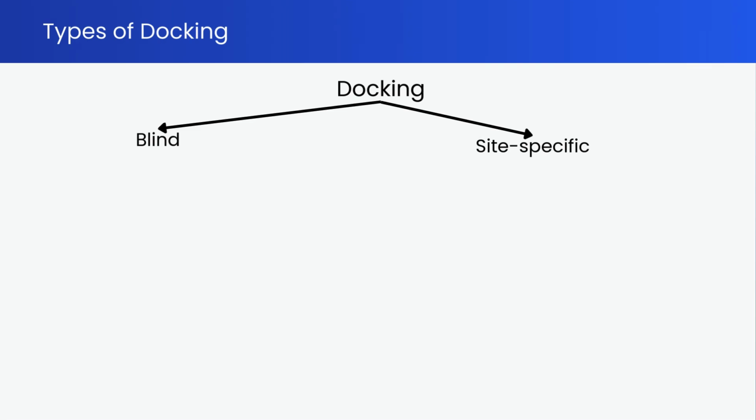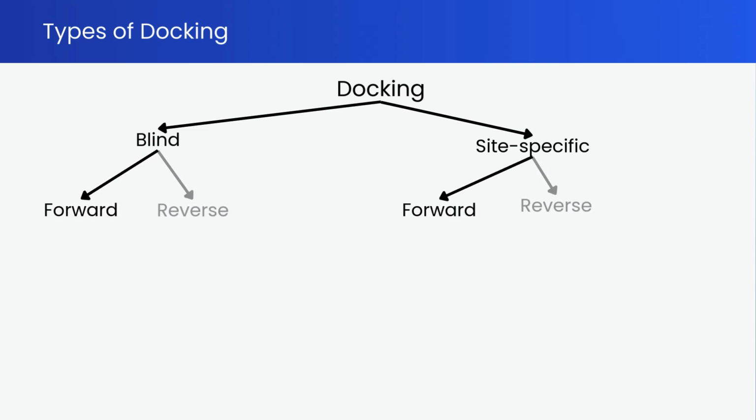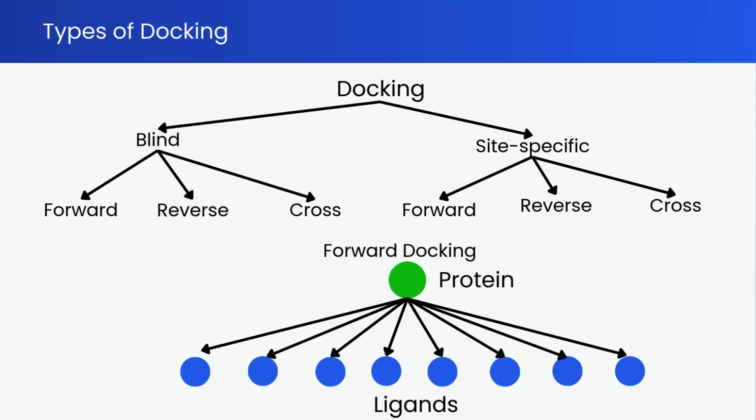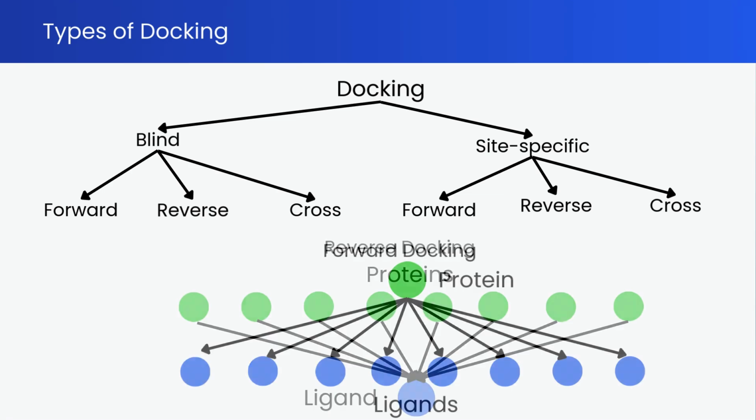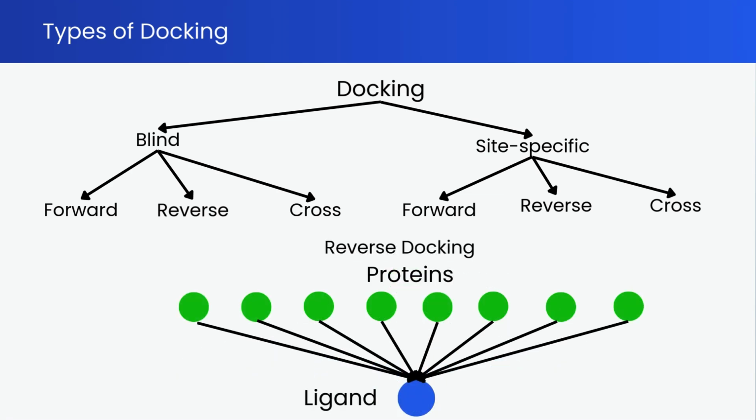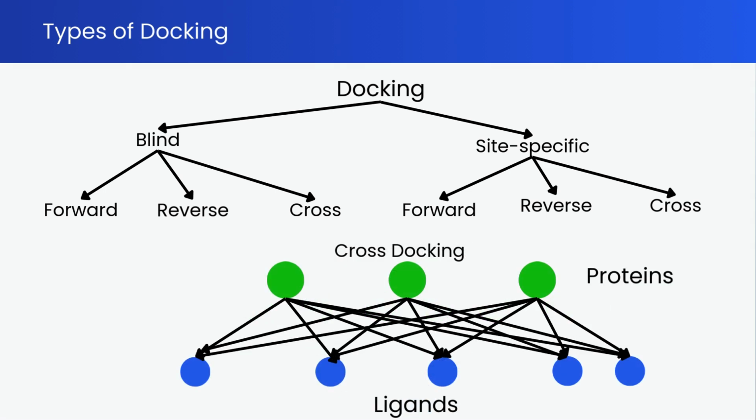With each of these types of docking, one can further do three methods of docking. First, forward docking, and reverse docking, and then cross docking. In forward docking, one protein will be docked against multiple ligands. In reverse docking, multiple proteins will be docked against one ligand. In cross docking, multiple proteins will be docked against multiple ligands.